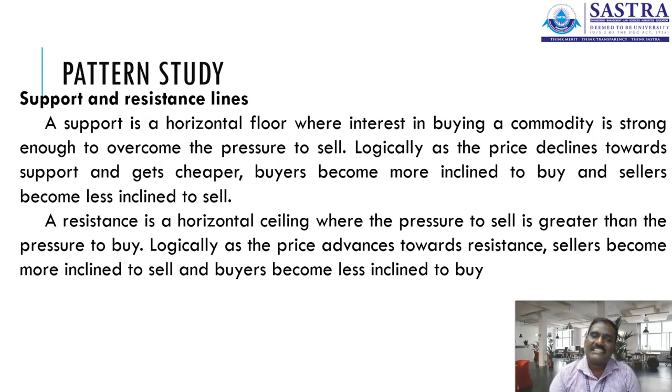That point we call the support point. The resistance is a horizontal ceiling, where the pressure to sell becomes higher than the pressure to buy. So the selling pressure increases and is greater than the buying pressure. At that particular point of time, the price advances towards the resistance. The seller becomes more inclined, compared to which the buyer becomes less inclined. The selling pressure is more; the buying also increases, but not to that level in the market.